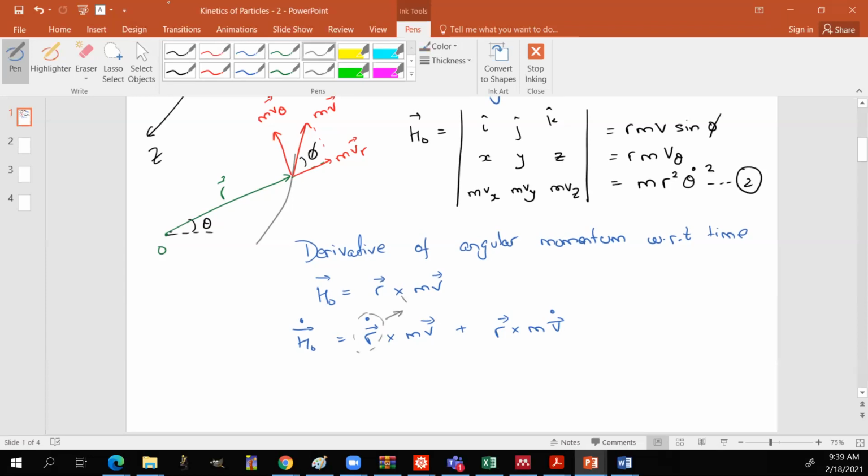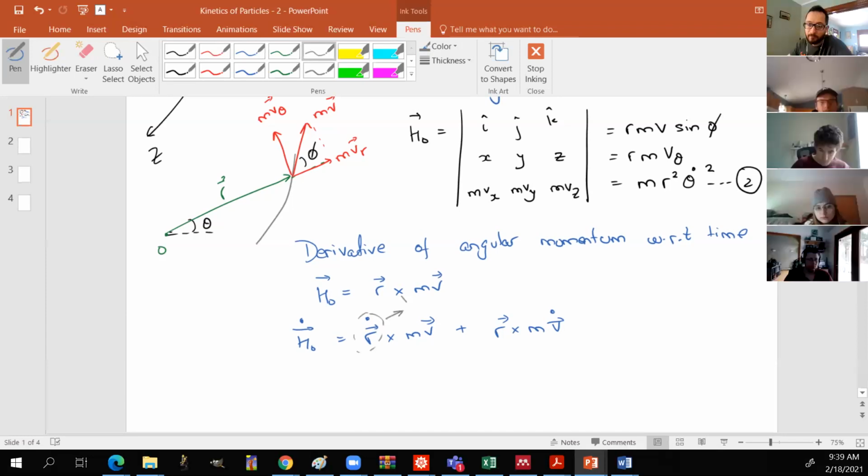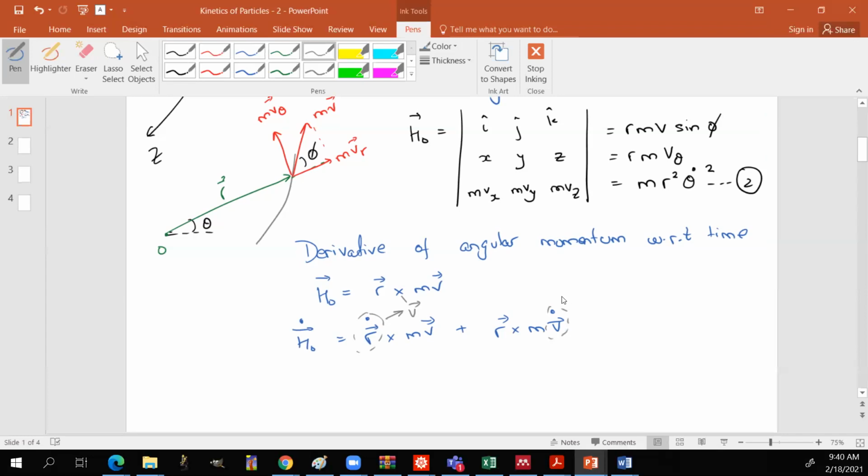What is the rate of change of the position with respect to time, the vector? Velocity, right? So this is just going to be equal to v. And then for your v dot, what is that? Acceleration. That's the acceleration. Absolutely. So what you end up with is v crossed with mv.